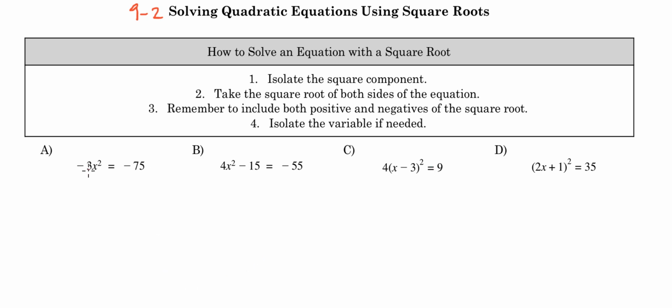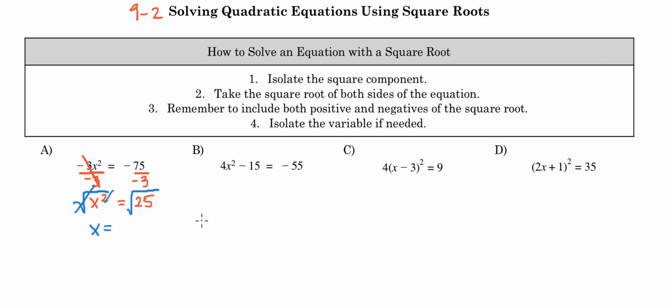All right, so let's jump into it. Problem A. We're going to divide both sides by -3 because we're isolating the -3x squared. We're isolating the x squared component. All right, so we're going to divide, those cancel out, and we get x to the power of 2 is equal to 25. So now we want to isolate the square component, which just happened right there. And now we need to take the square root of both sides of the equation. So we're going to square root the left side of the equation, and we're going to square root the right side. The reason we square root the left side is so that the square root can cancel out with the square, leaving us just x. So now we have just x.